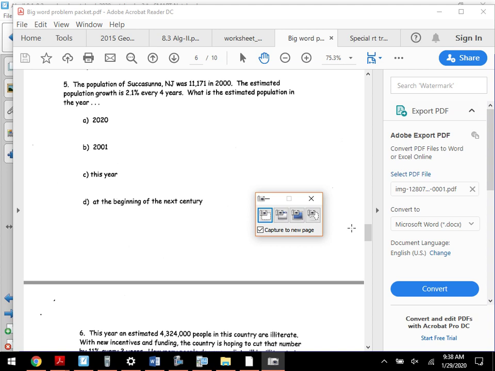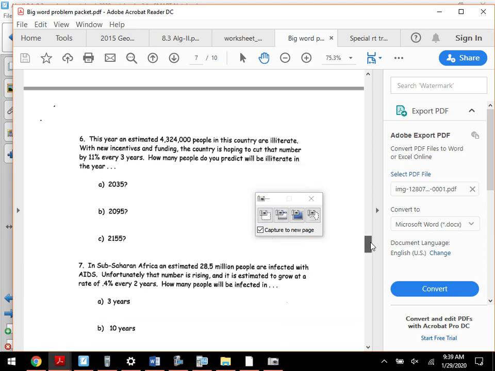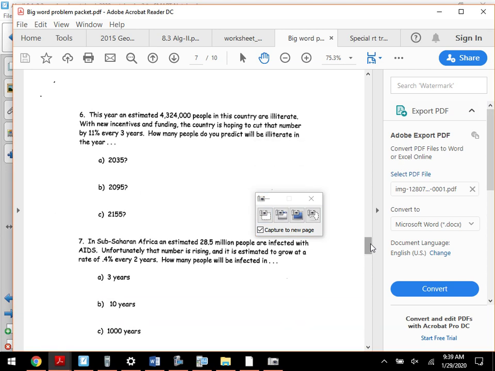6 was a decay problem. Again, same idea. It was changing every 3 years by that percentage. So I would take the number of years elapsed divided by 3. So the first part on 6, you started with 4,324,000. It's decaying at 11%. This was the literacy rates, I believe. I'd read the whole problem, but I forgot it. When does it start? This year.